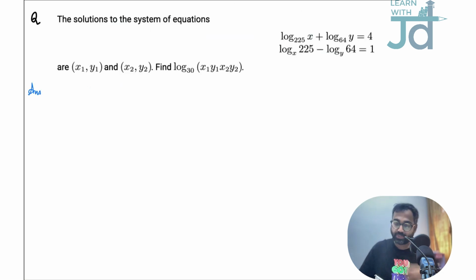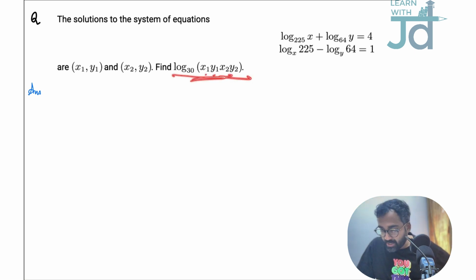So now let us go into this question. They are saying that this is 2 equations and 2 variables x and y. So there will be 2 sets of answers. Suppose you get 2 sets of answers, then I want this: log of x1 y1 x2 y2 to the base 30.